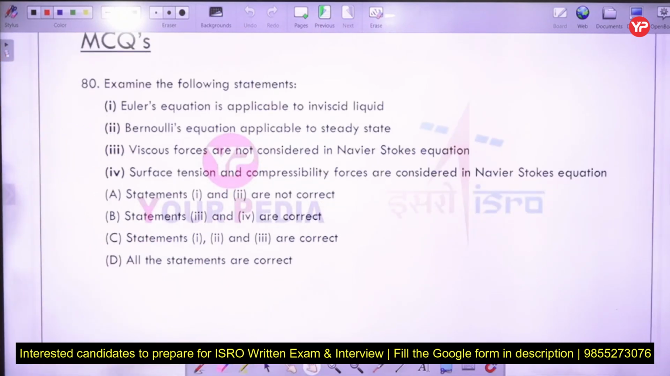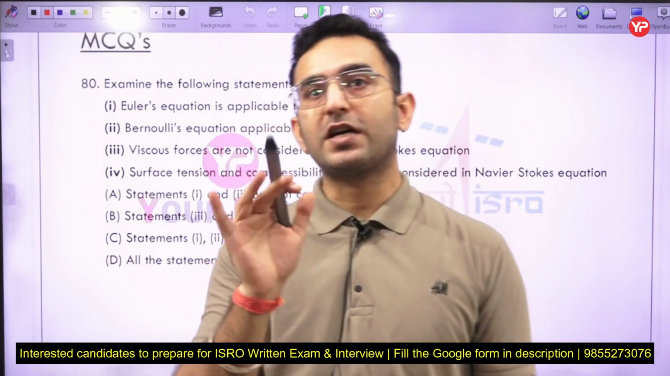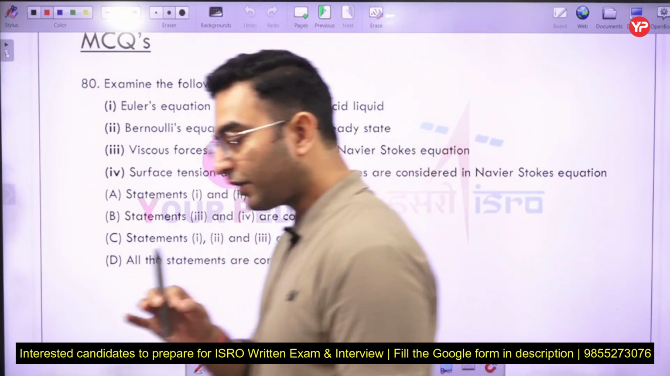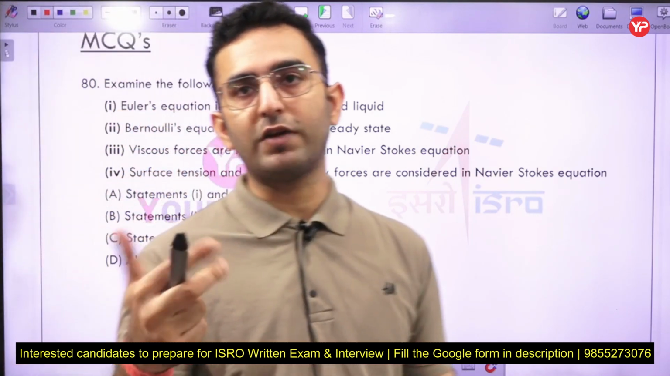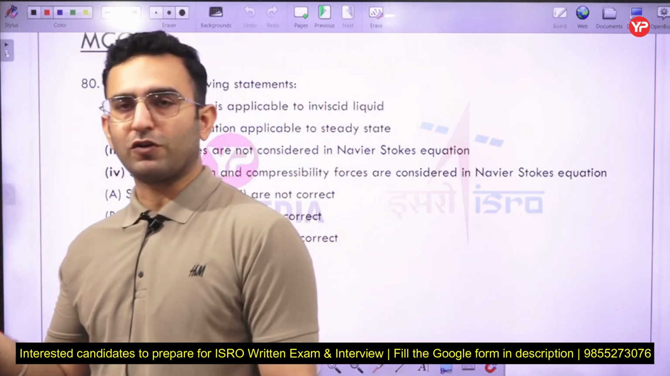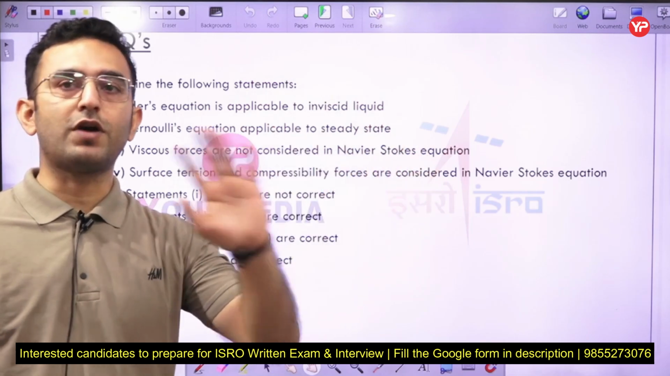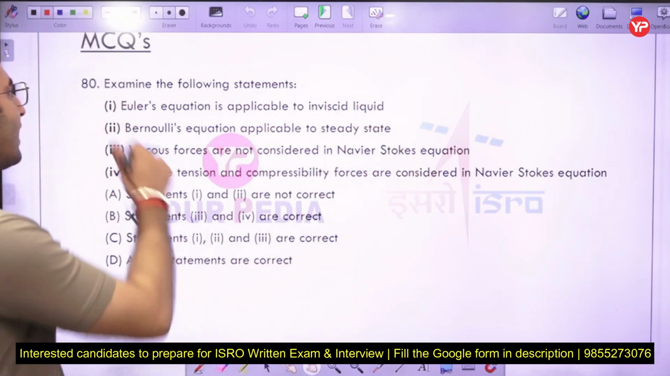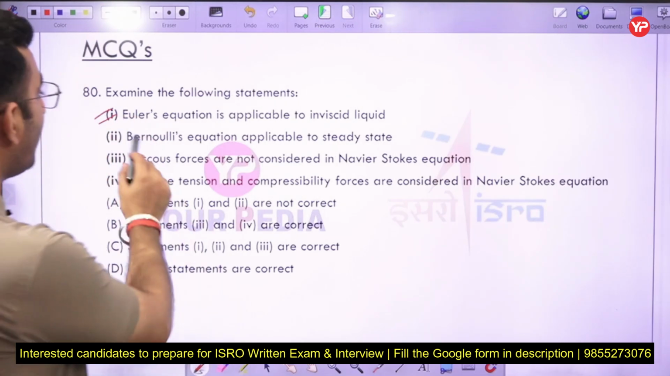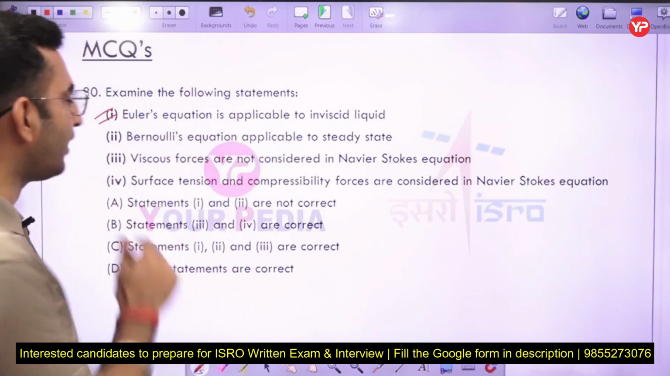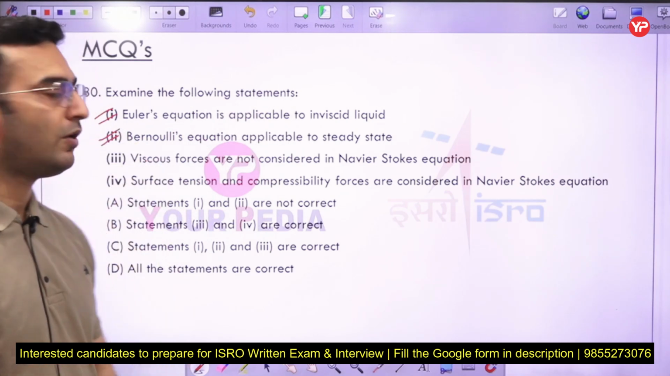Examine the following statements. Euler equation is applicable to inviscid flow. First statement is the correct one. Why? Because whenever you are covering fluid mechanics, there are different types of equations of motion, like the Euler equation, Bernoulli equation, Reynolds equation, as well as the Navier-Stokes equation. In the case of the Euler equation, you are considering only the pressure forces and gravity forces. You are not considering the viscous forces. So statement number 1 is correct. Second, Bernoulli equation is applicable to steady state flow. That is correct, that is the assumption which we normally take. The flow should be incompressible and the flow has to be steady state.